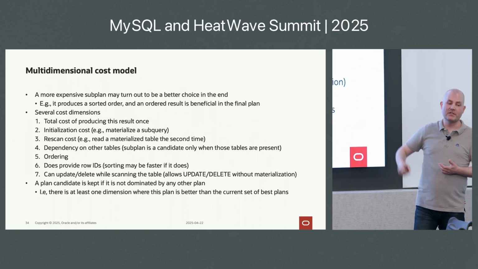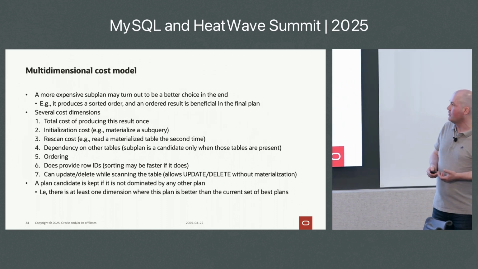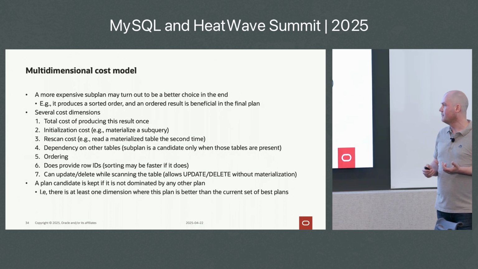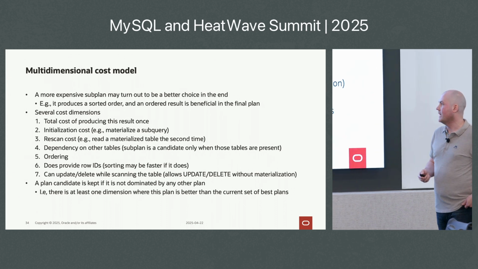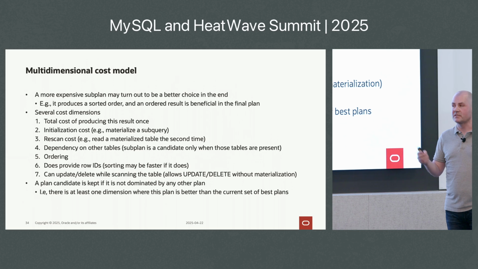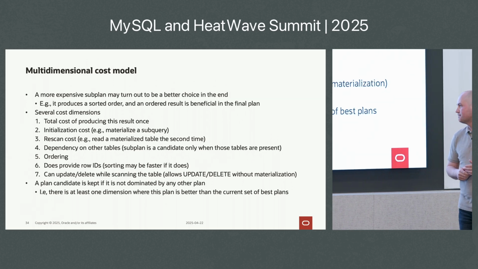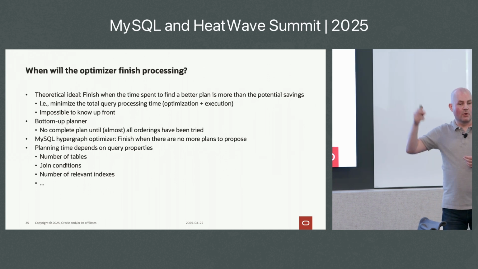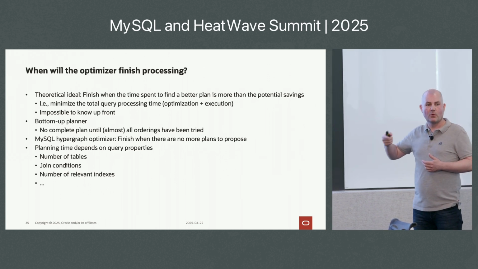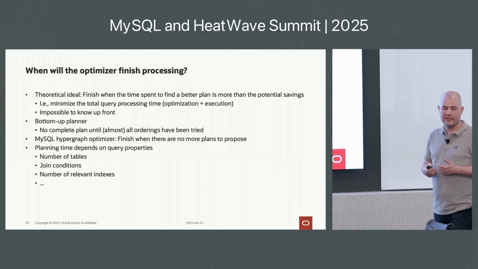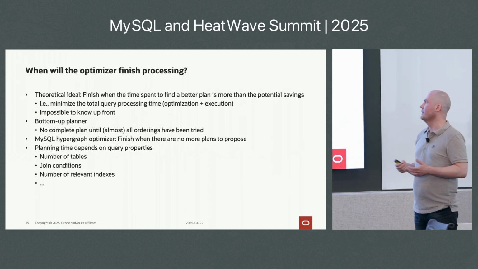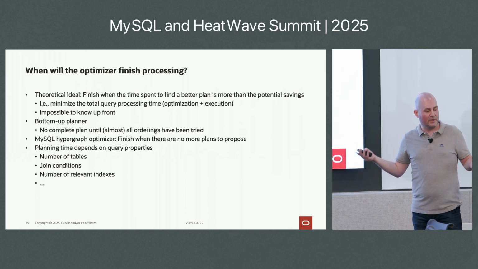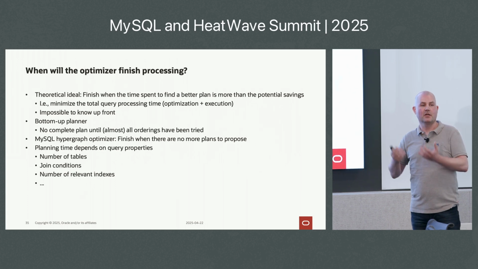So those are the 7 dimensions that we have currently. We may add more. I don't think we will remove any, but currently we have 7. We are able to extend this as we see fit. So basically the optimizer will go through this loop over and over again until it's built the whole thing. It's a bottom-up planner, so we don't have a query plan until we're actually done with the whole thing.